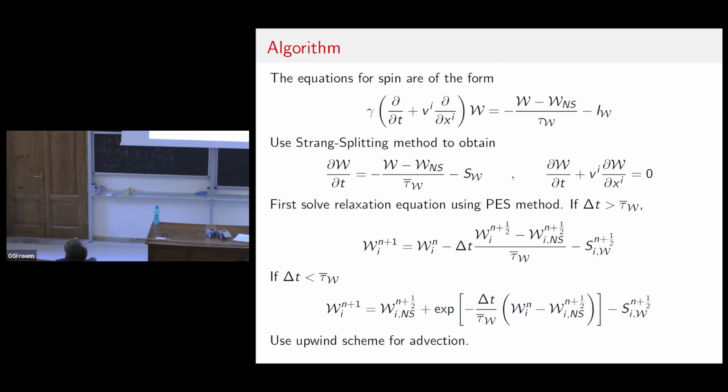Now it turns out that all these equations can be cast into this form, which is exactly the same form as the viscous hydrodynamics, the pi and capital pi, and is a relaxation advection equation. For this, algorithms exist in the literature. So what we do is split this equation into two parts using the Strang splitting method. The first part is the relaxation equation with a source term, and the second is the advection equation.